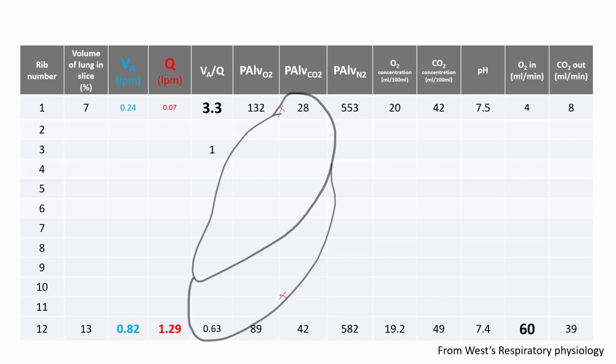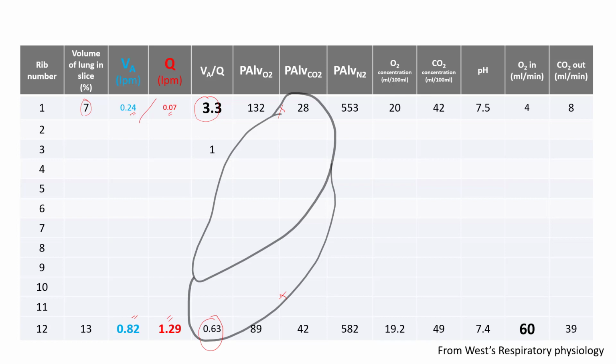At the apex, the volume in a slice of lung is around 7% of the total, and you can see the ventilation is pretty small as compared to the bottom. It's around 3 to 4 times lower. However, the perfusion is much smaller when compared to the bases. So when you divide, you get a VQ ratio of 3.3 at the apex, and 0.6 is the VQ ratio at the base.